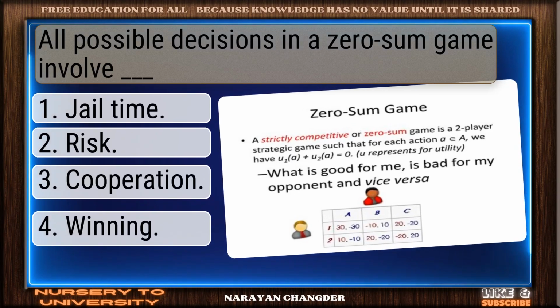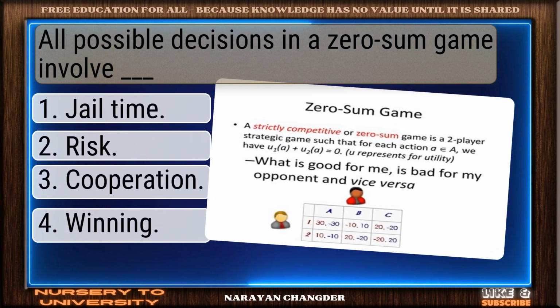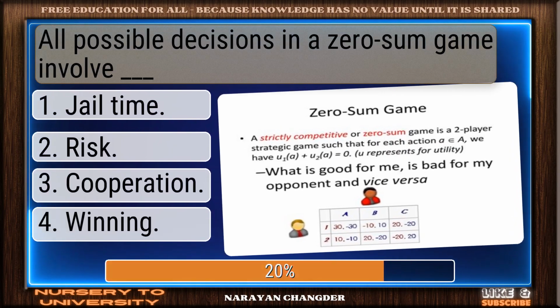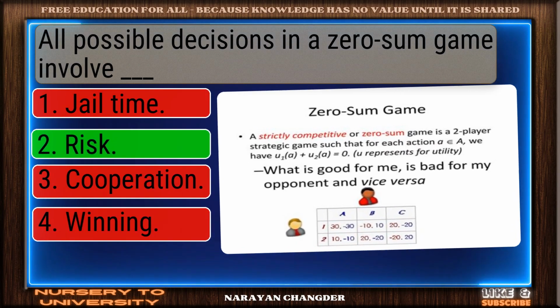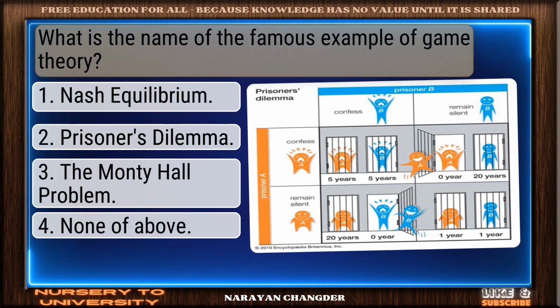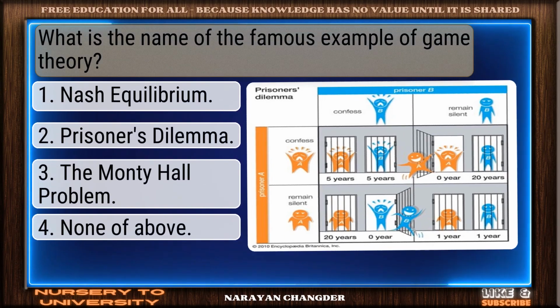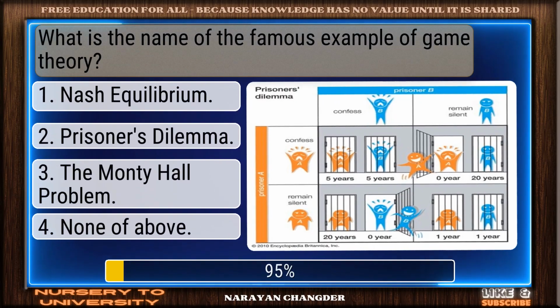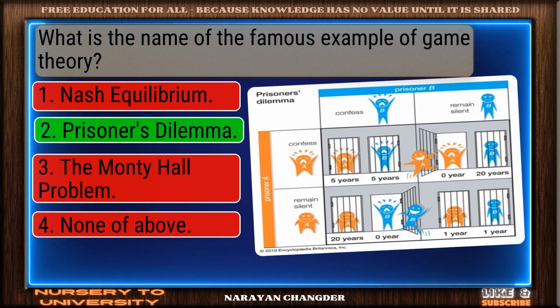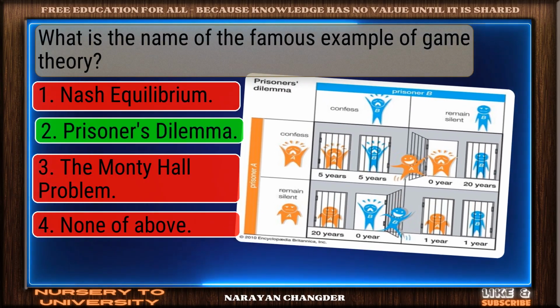All possible decisions in a zero-sum game involve dash. Nicely done. Risk is a solid answer. What is the name of the famous example of game theory? On track. Prisoner's dilemma is the correct answer.